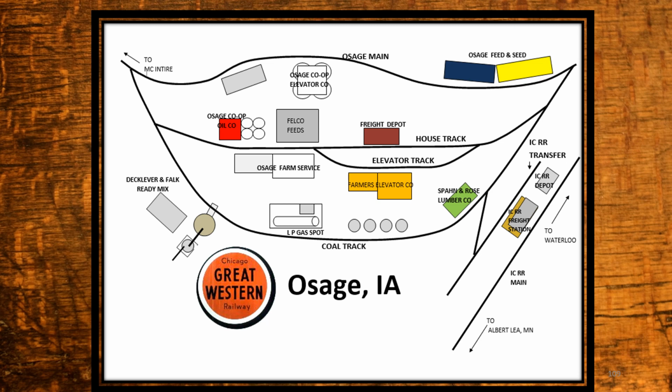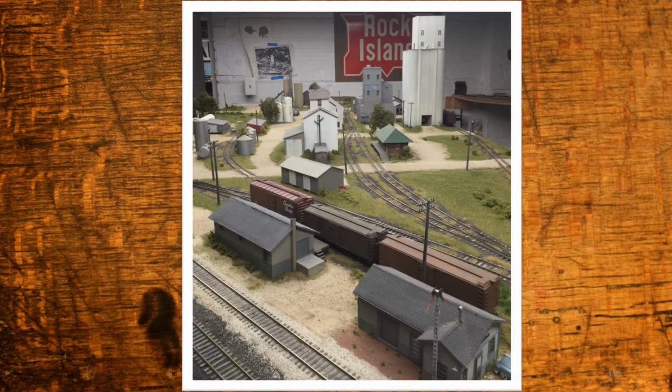You know, there may be cars sitting on every track here, one spotted at the ready mix, one spotted at the freight house or the Felco feeds, and one on the Osage main in front of the Osage co-op elevator. So a lot of times they'd have cars on both ends of the engine doing their work here. But it makes for some interesting switching, prototypically and during an operating session.